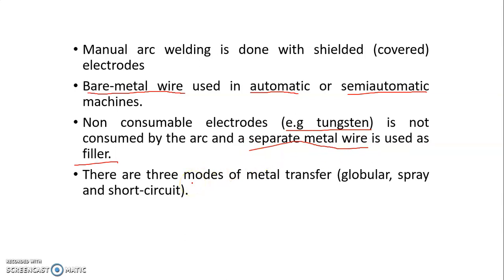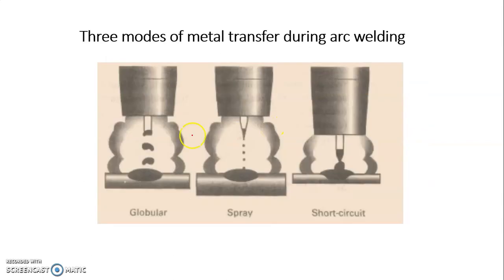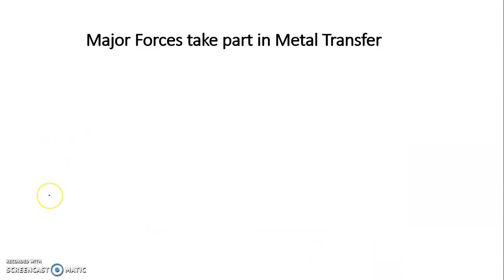There are three modes of metal transfer during arc welding: the first is globular, the second is spray, and the third is short circuit. These are the diagrams of the three modes of metal transfer during arc welding: globular, spray, and short circuit. This is the way the metal transfers in arc welding.